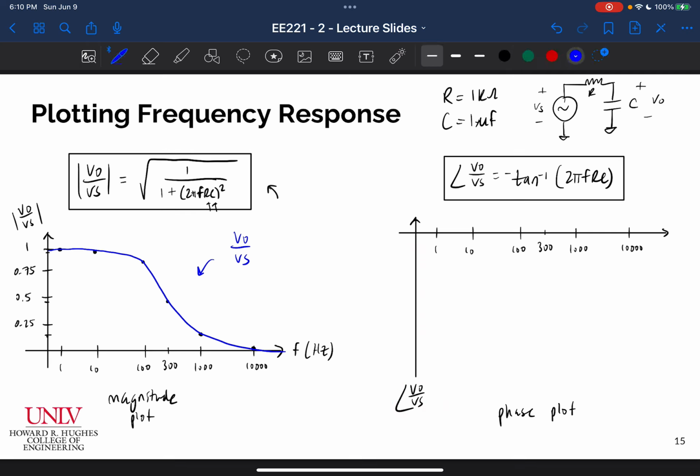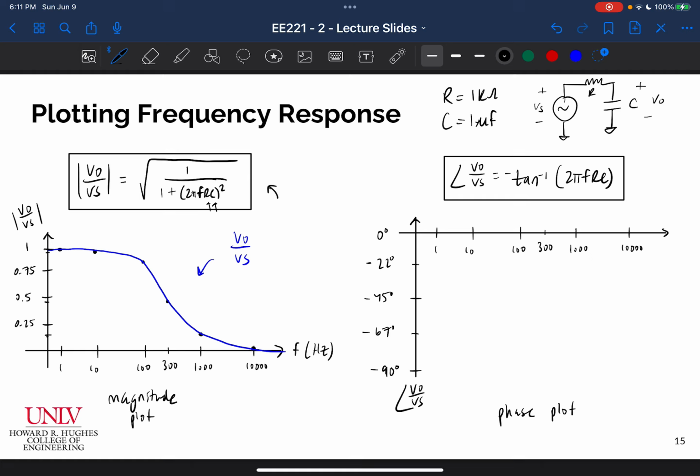And so the phase for this particular circuit ranges from 0 degrees down to a value of negative 90 degrees. So that's the reason why I drew the plot this way, because the values for phase actually go negative here. So I can put something like negative 45 here, and then maybe like negative 22 degrees there, and then like negative 67 degrees there. Something to that effect, so that we can capture the behavior of this circuit, the phase response in particular.